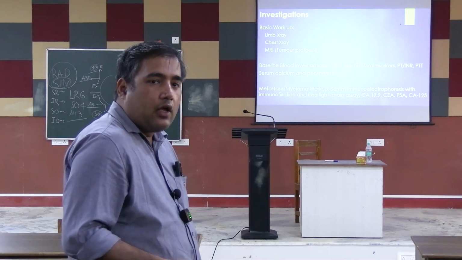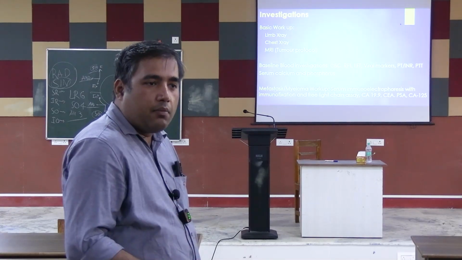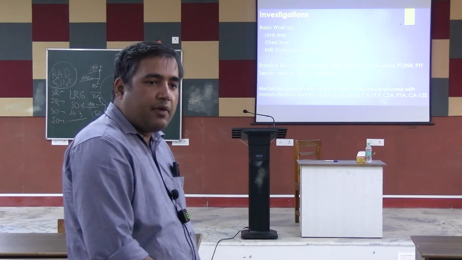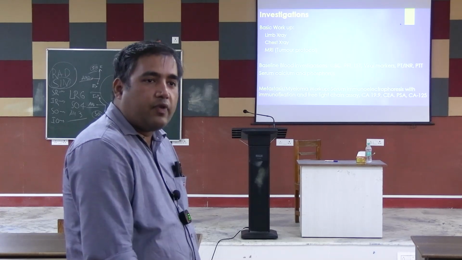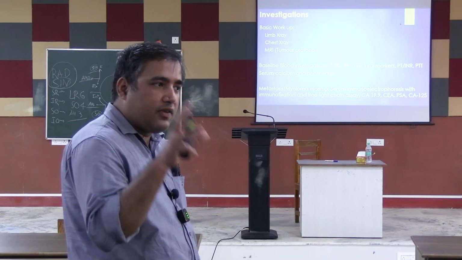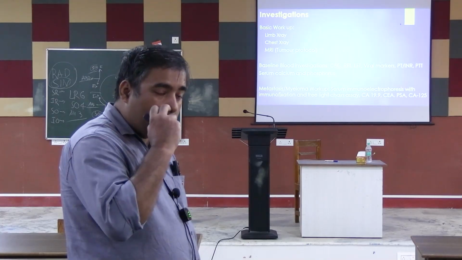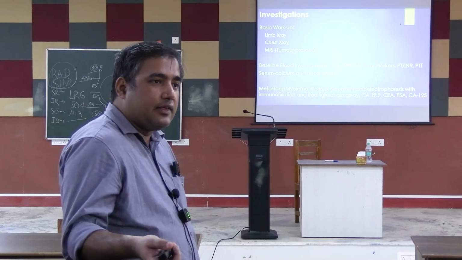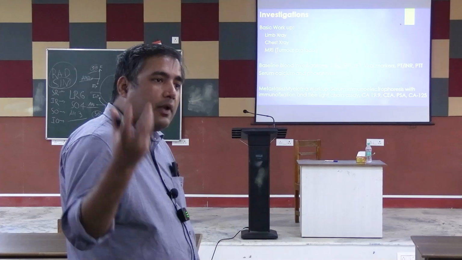So the basic work we have already discussed. We take a limb X-ray. The limb X-ray has to be complete. Means if the swelling is in the distal femur, you're going to take the X-ray of the whole femur. If the swelling is in the proximal tibia, you're going to take the X-ray of the whole tibia, not just the part of the swelling. Because there is something called skip metastasis, which might sometimes be visible in the X-ray itself.